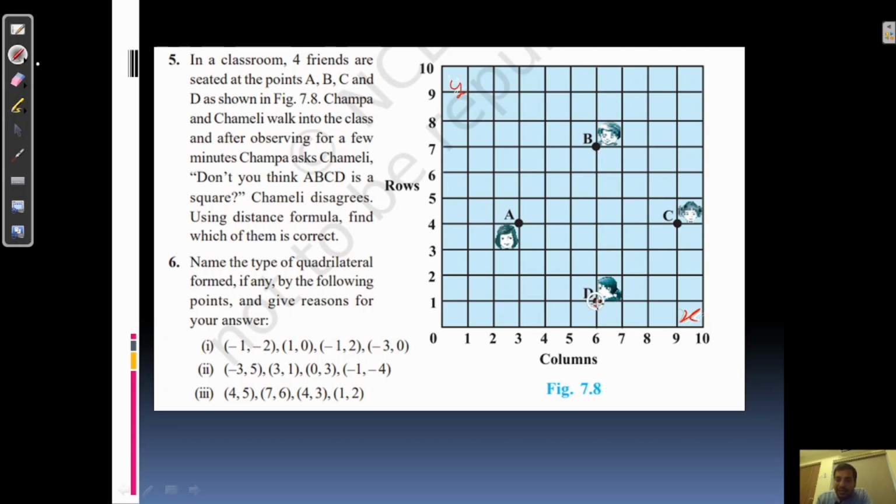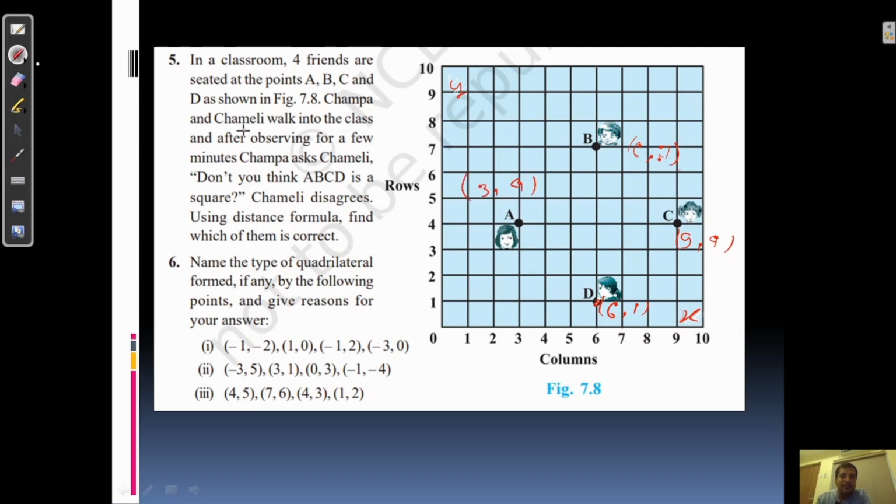Now look at point D. What is coordinate for it? You can see it is 6, 1. What is coordinate for C? In x-axis 9, in y-axis 4, so it will be 9, 4. What is coordinate for B? It will be 6, 7. What else? Coordinate for A, 3, 4.